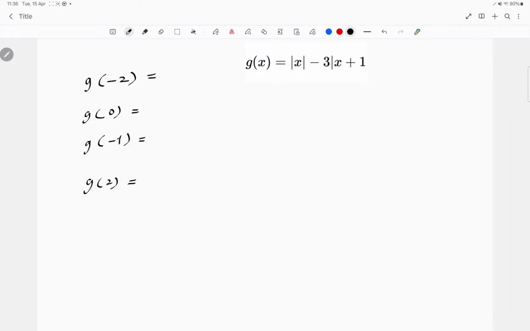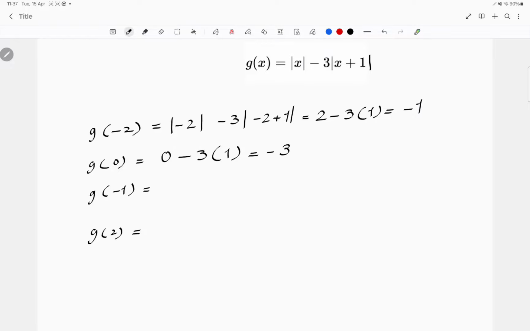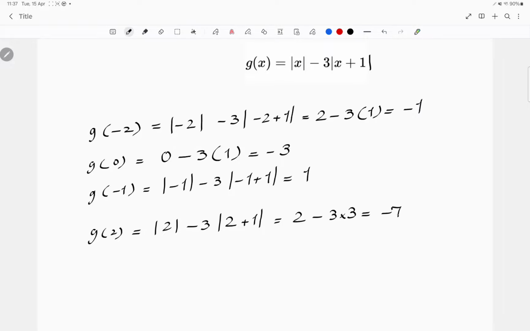So here we go. So now we're going to say that there's -2 within the absolute value, -3 is absolute value here, -2 plus 1. So 2 minus 3 times 1, and so we're going to have a -1. For the g of 0, we'll get 0 minus 3 times 1, which is -3. For the -1 inside the absolute value and -1 plus 1, we will just get a 1. 2 inside the absolute value, -3, 2 plus 1. So 2 minus 3 times 3, which is -7.